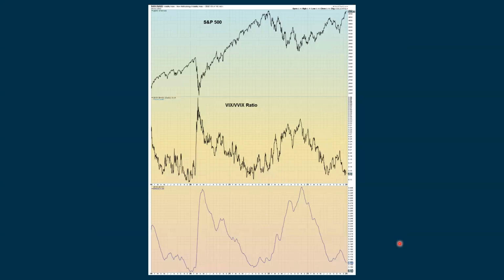Then we look at the VIX itself, and then there's another measurement on the VIX called the VVIX, or the VIX of the VIX, and we take a ratio. And this can be helpful for us because when this is declining, that tends to be longer term positive for the market. And this has been declining quite a bit.